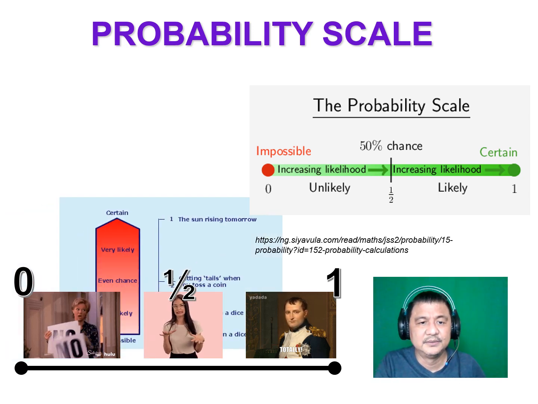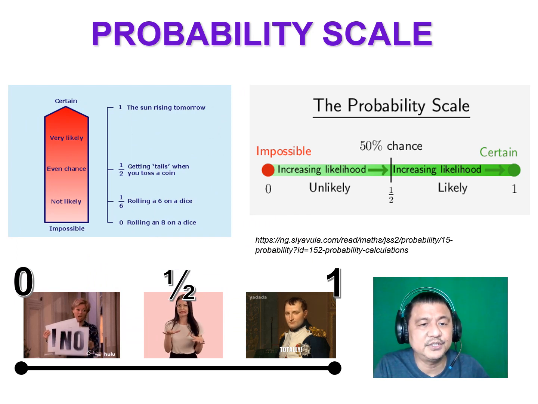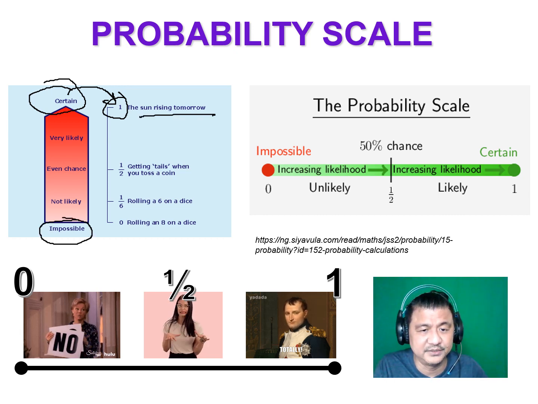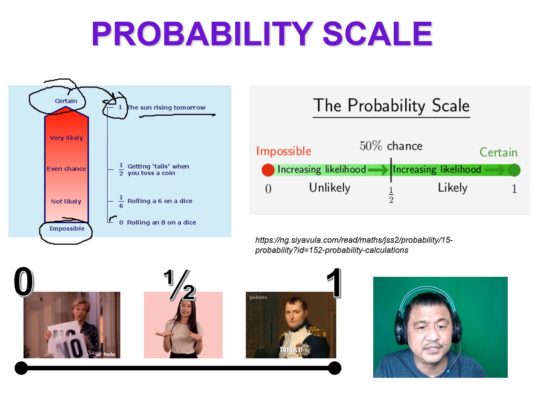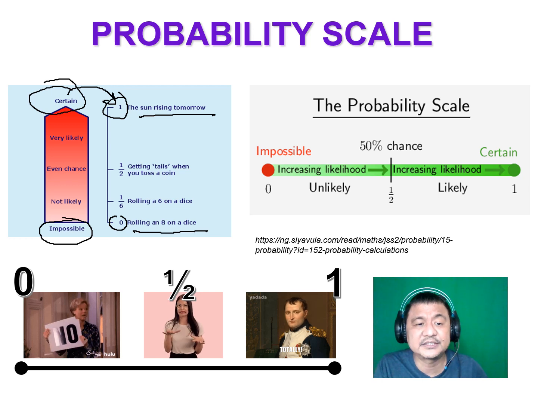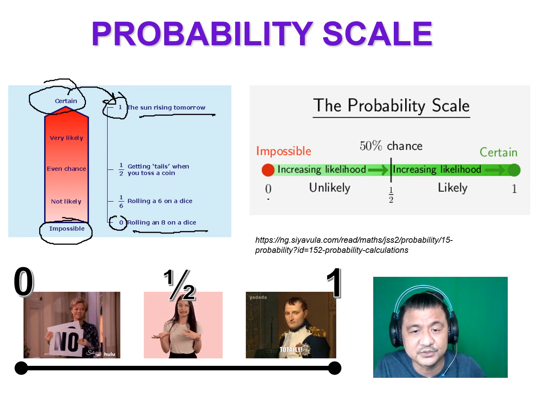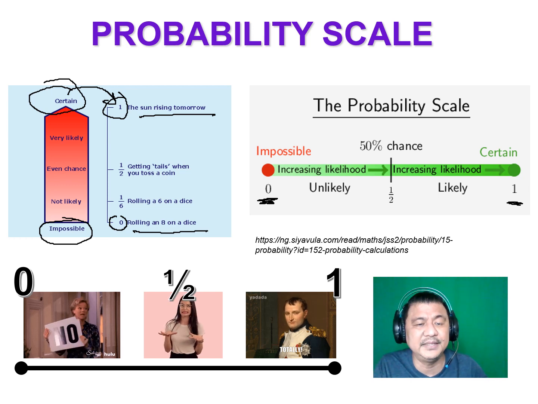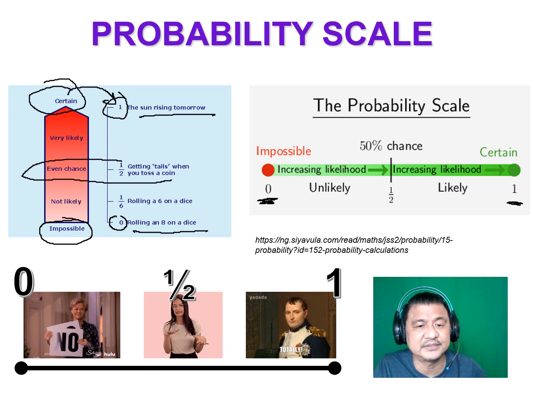Check this out. Okay, so certain, if you're very sure, the probability is 1. Like the sun is rising, right? If you are not certain, like impossible, never will it happen, rolling an 8 on a die, definitely that will not happen. So the scale is always 0. Take note, 0 up to 1. 1 represents certain, very sure. 0, no way.